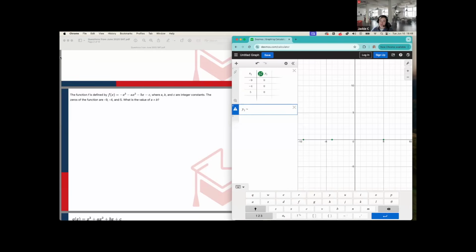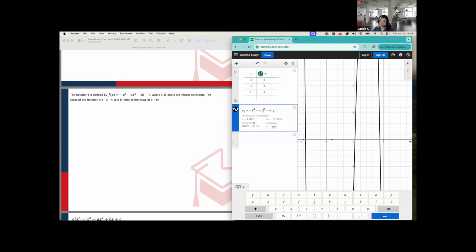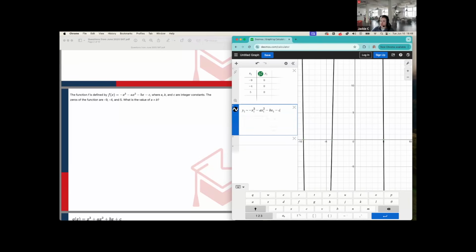Okay. And then next I'm going to type in the function as I see it here, except instead of putting x cubed, I'm going to put x1 cubed. Why? Because again, I want it to grab the information from the table. And same here, I'm going to put minus a x1 squared, and then minus b x1 and then minus c.